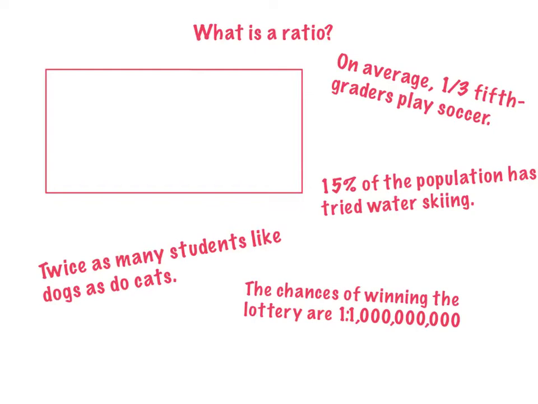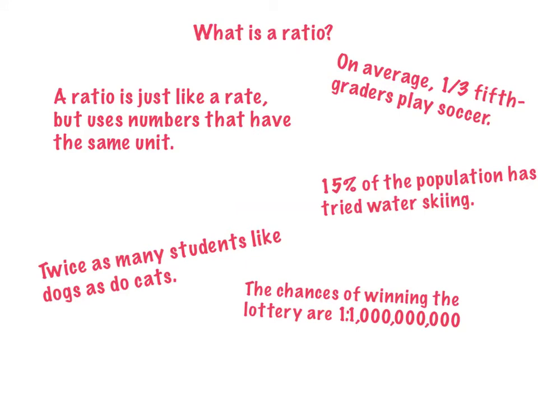Well, a ratio is very similar to a rate, except a ratio has numbers that have the same unit. So here we're talking about students. Here we're talking about a chance, 1 chance out of 1 billion. 15% of the population. It's really 15 out of 100, but we're talking about people. Here it's 5th graders. So the difference between a ratio and a rate is simply that a ratio uses the same unit and a rate has 2 different units. Miles per hour, price per pound.